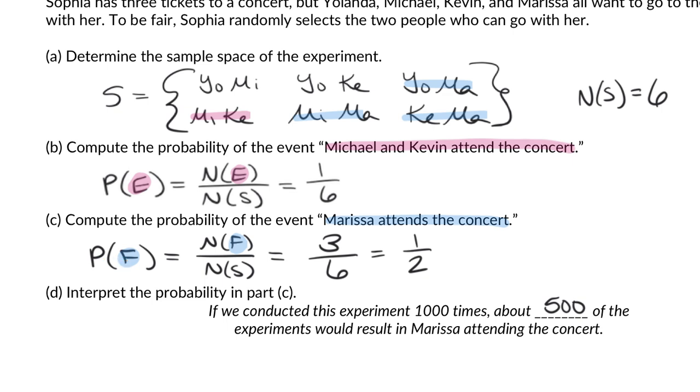So F for me means Marissa attends the concert. Really what I should have done is said that the event F is Marissa attends the concert. Can I put an A if I wanted to? Sure. Because the word event starts with E, we generally do E, F, and G, just following those letters in the alphabet. But essentially I'm defining the event E to be these different things. Thank you for asking.